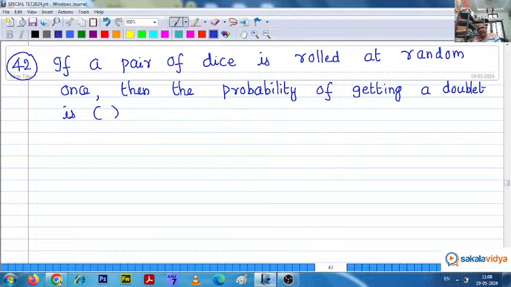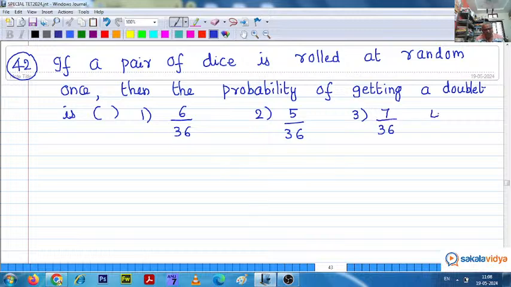So if a pair of dice is rolled at random once, then the probability of getting a doublet, first option 6/36, second option is 5 upon 36, third one 7 upon 36, fourth one is 5 upon 18.